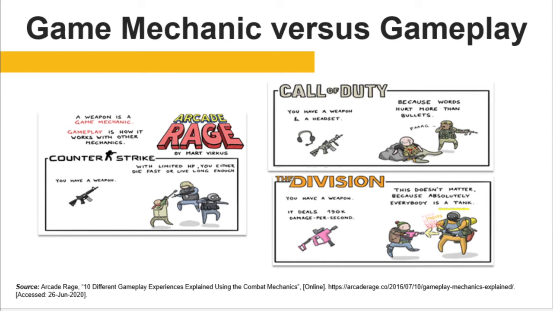In the Call of Duty game, this time, your guns and headset are considered game mechanics, while the gameplay is something that a player will realize, that words hurt more than bullets, or trash talking during the game. In The Division game, it says that the weapon deals 190k damage per second, and that's the game mechanic of the game, while the gameplay is that the player realizes that the weapon doesn't matter because all players are tanks, or in simple terms, a player has a strong defense.